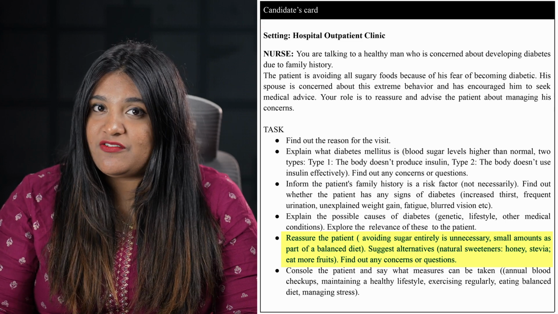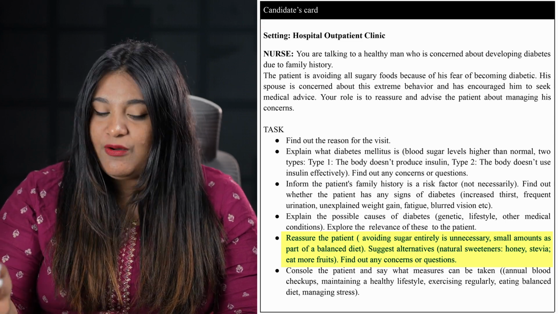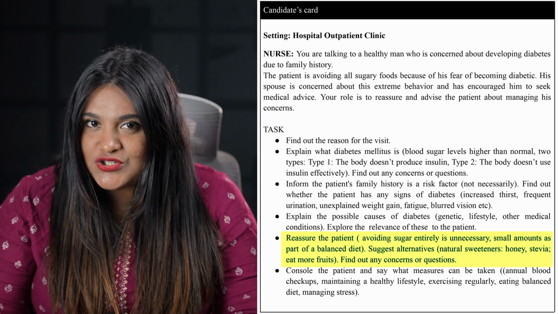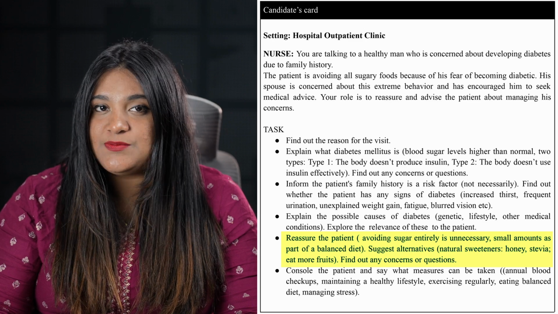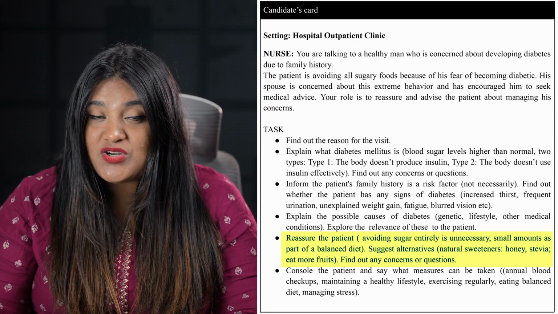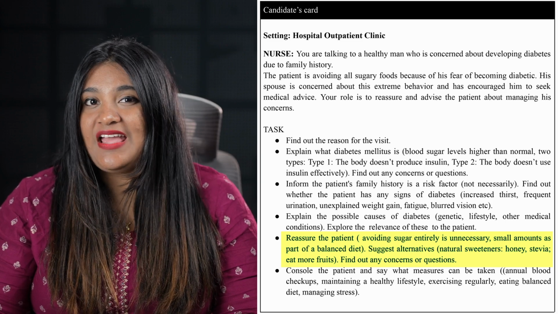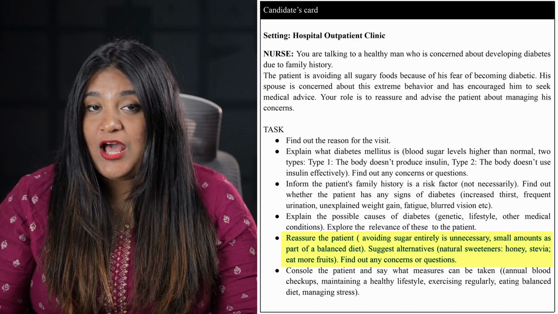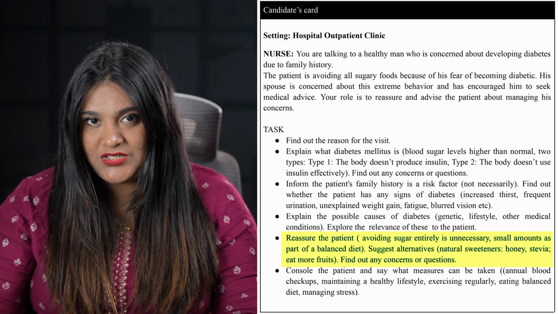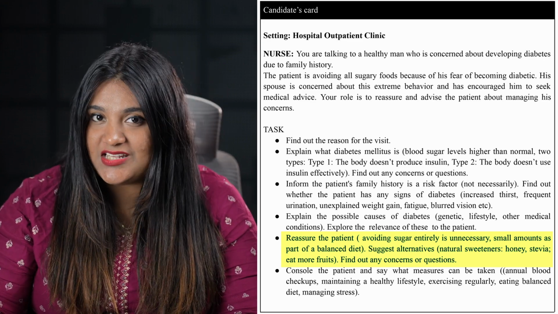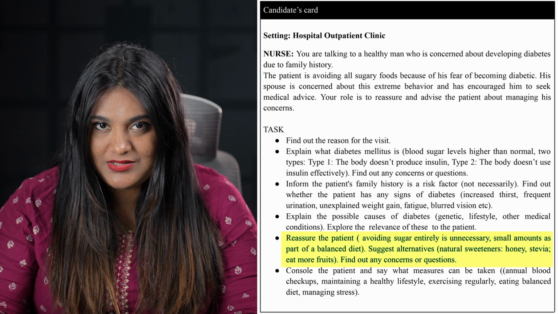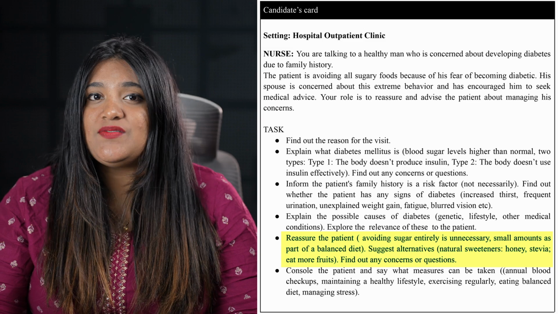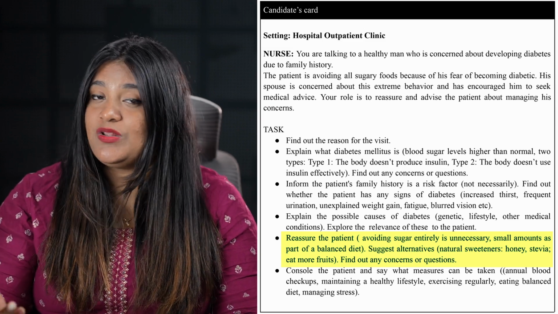But if it gives you any peace of mind, I reassure you that avoiding sugar entirely is unnecessary. What you need to do is to have small amounts as part of a balanced diet. So what I'm trying to say is you do not have to cut short entire sugary foods just by thinking that you might be diabetic. Now, in case if you're really worried about it, I would highly recommend alternatives like natural sweeteners like honey or stevia, and you can eat more fruits if you want to have something sweet. So I hope that will be okay with you.